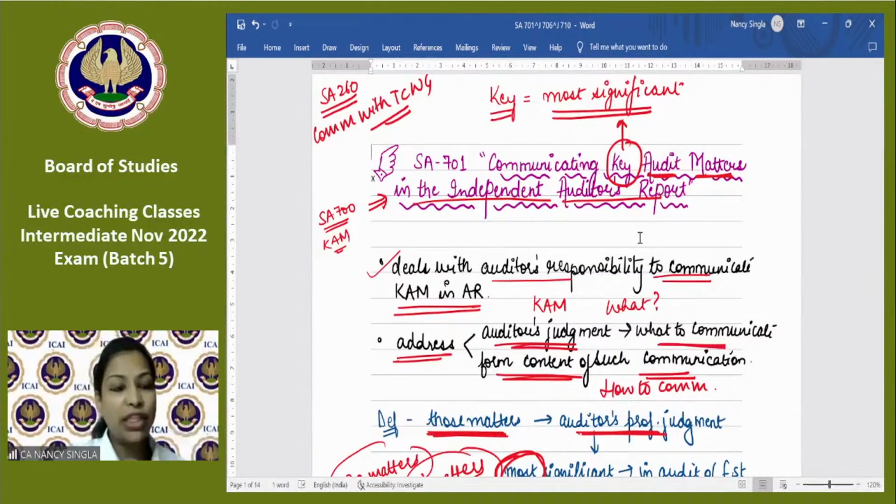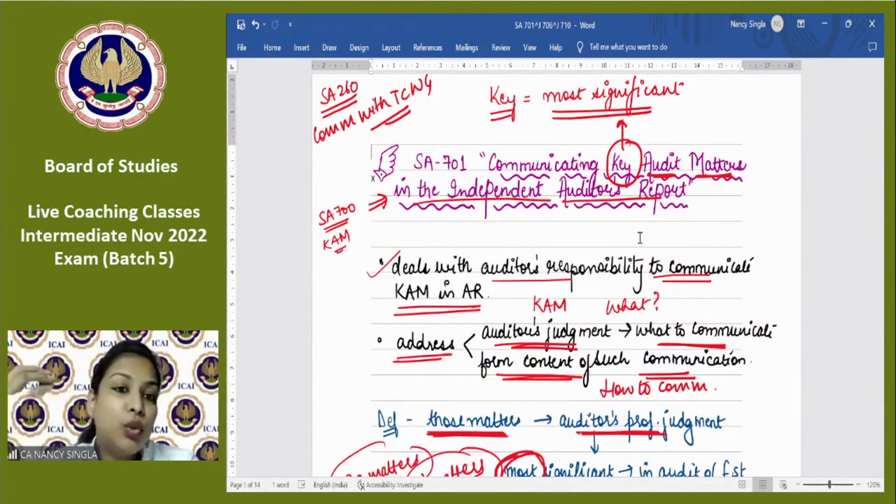Okay. So in short, let me just tell you. So what is a key audit matter? Most significant audit matter that the auditor has discussed with those charged with governance. Out of the matters discussed with those charged with governance, the auditor, according to his professional judgment, feels such matter needs to be told to the users of the financial statement, and in case of listed entities, it is a mandatory requirement, the auditor can mention it as a key audit matter.